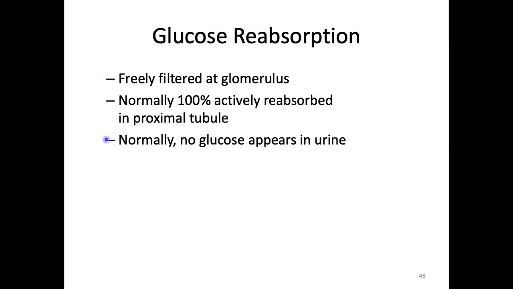If I do have glucose in the urine, what is that a sign of? Good, that's a sign of diabetes mellitus. That means I had high glucose in the bloodstream and all of it was filtered out, and the carrier proteins got saturated, so I couldn't reabsorb all of that in the proximal convoluted tubule. And so I left some glucose in the urine, right?